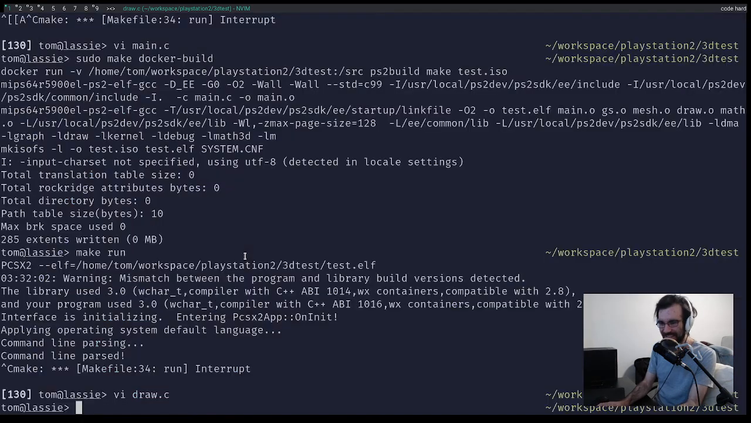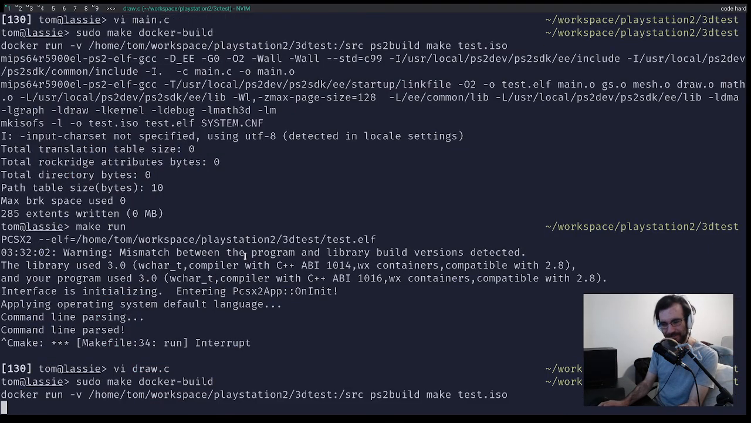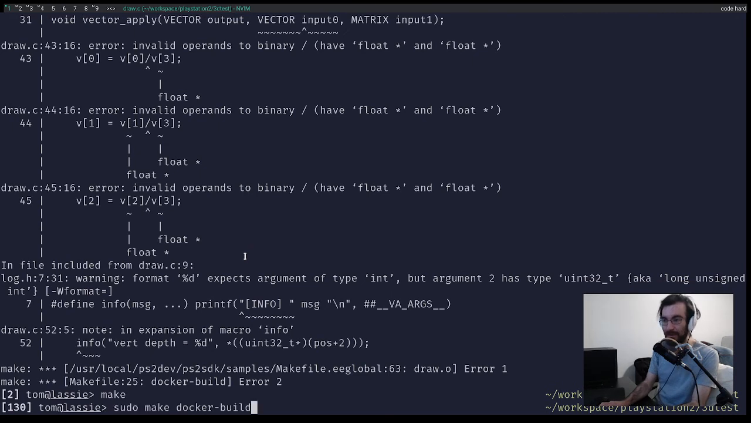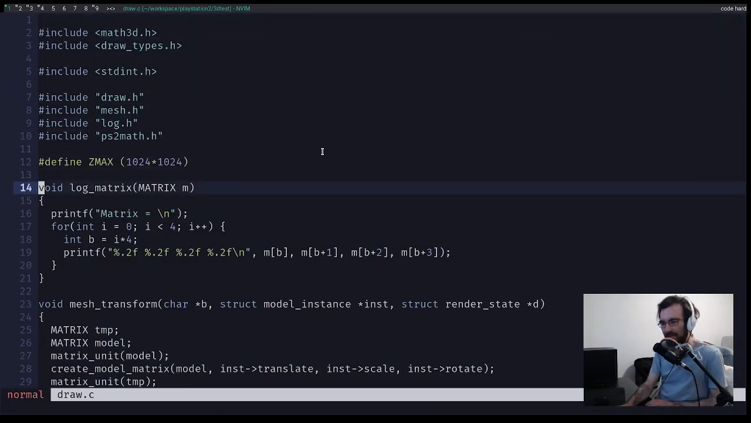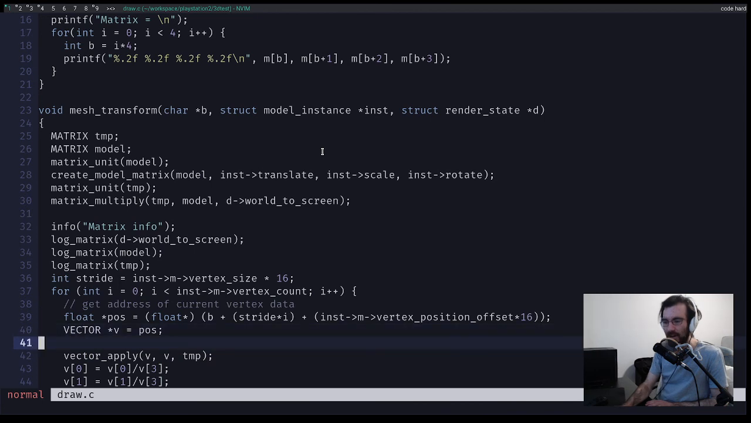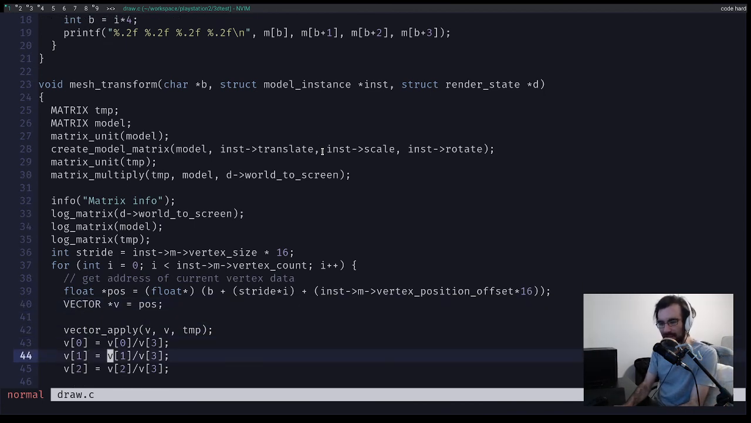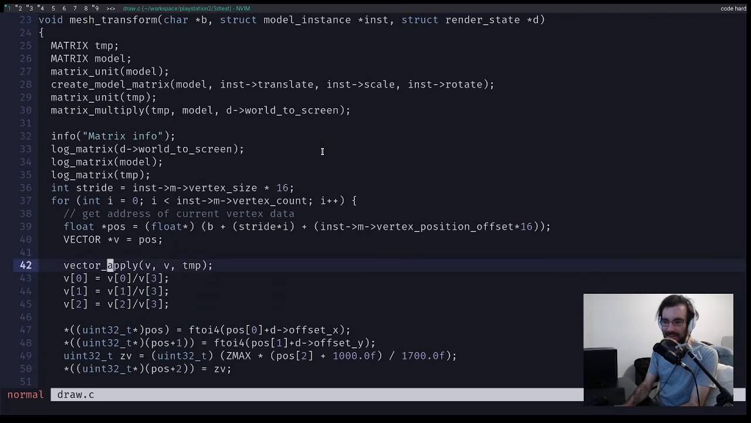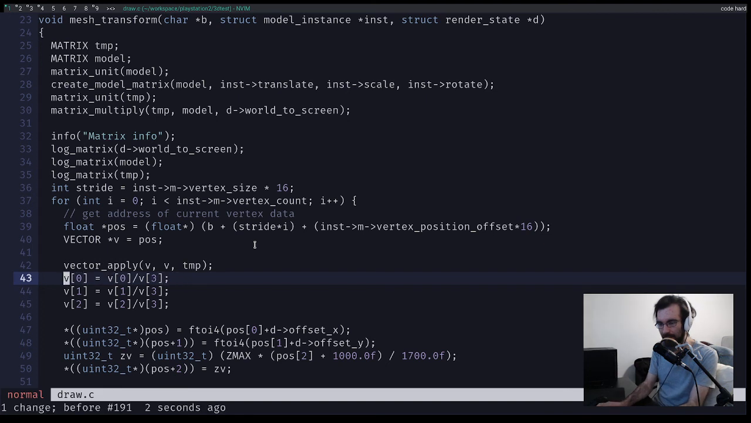Is this it? Oh dear. Invalid operations to binary. Hold on. What's V here? V is, oh, sorry, it's a pointer to a vector. Oh no, it isn't. Okay, I'm going to reference this by pos instead. It should be fine. Hold on.